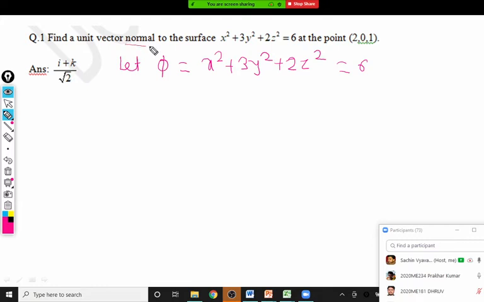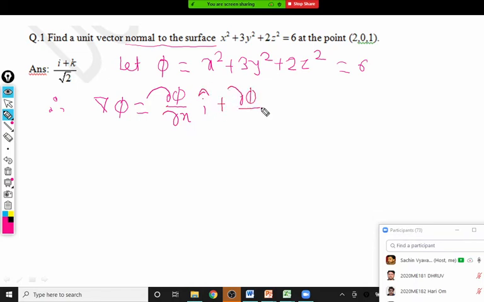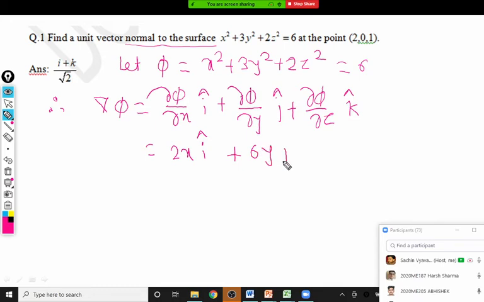We want the normal vector to the surface. Therefore, start with del phi, because we know del phi is the gradient, del phi is a normal vector, and del phi is a directional derivative also. By definition, the formula says del phi is dou phi by dou x i plus dou phi by dou y j plus dou phi by dou z k. Now tell me what is dou phi by dou x? So it is 2x i cap, plus 6y j cap, and plus 4z k cap. Very good.